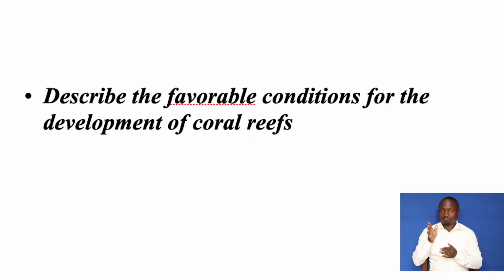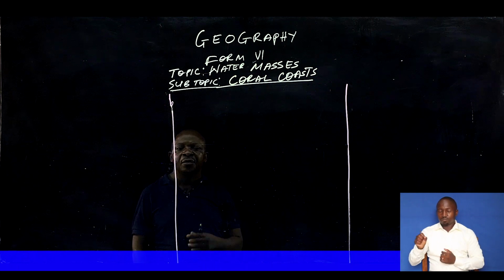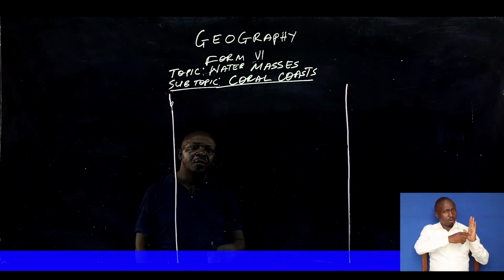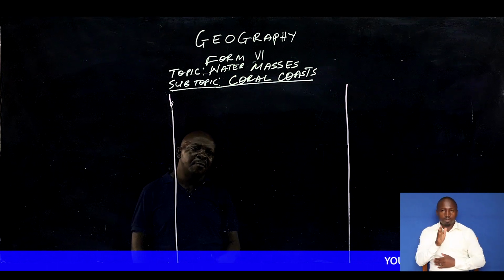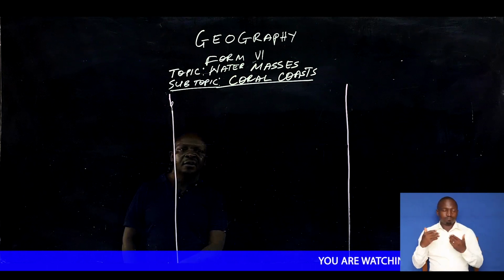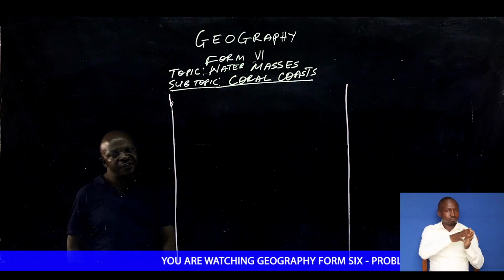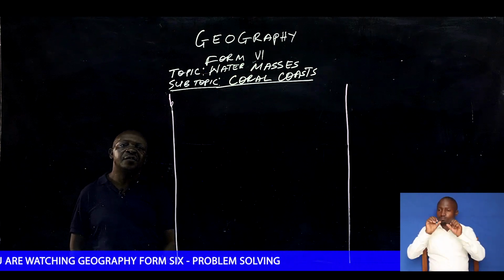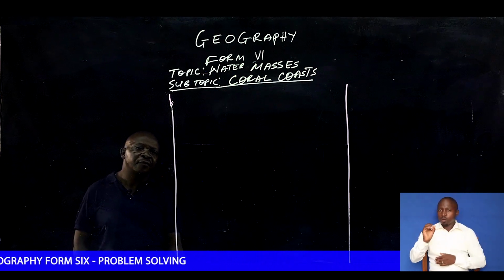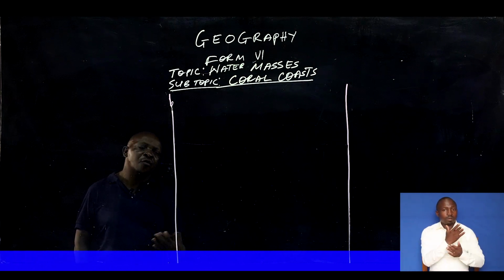Describe the favorable conditions for the development of coral reefs. So we are to give conditions which make the occurrence of coral reefs. But in answering that question, we should have an introduction. In the introduction, it is important to define the coral reef. Also, it is important to give the types of coral reefs.